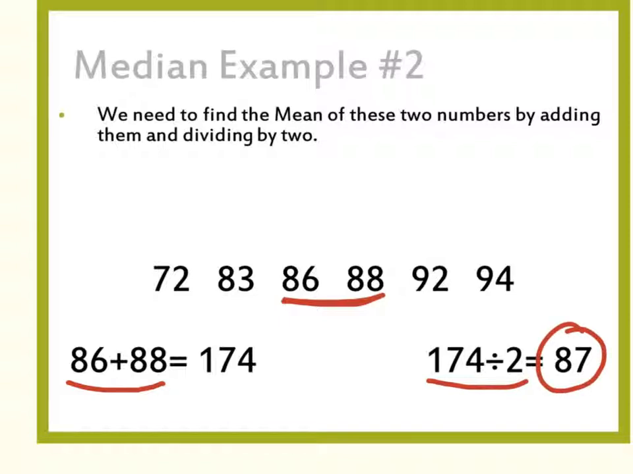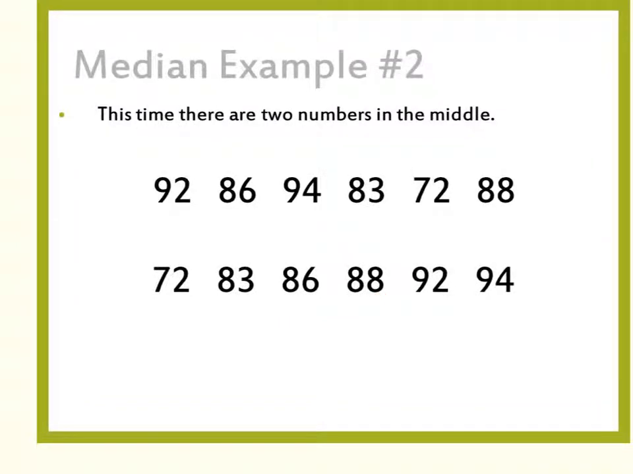Can you see another way of doing that? Another way is to recognize that the median is right in the middle between 86 and 88. And the only number that's halfway between 86 and 88 is 87. So our median is 87.